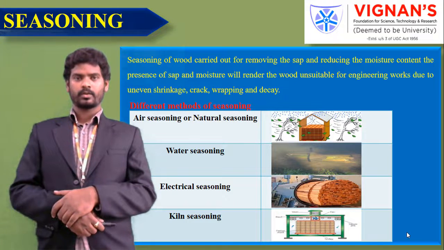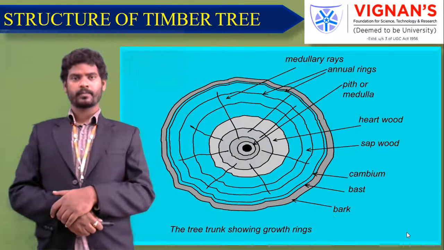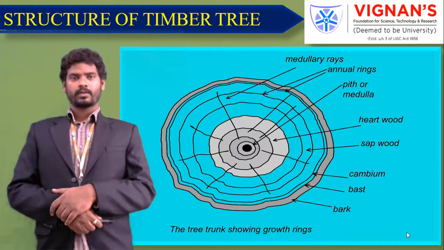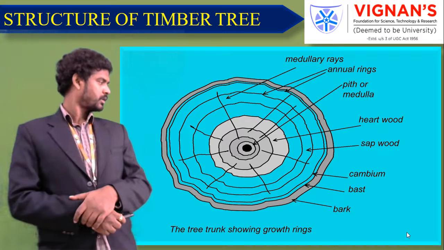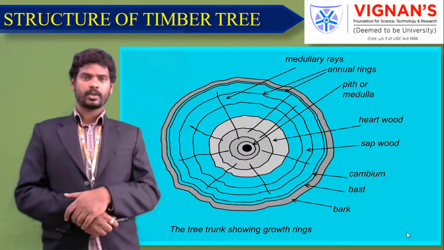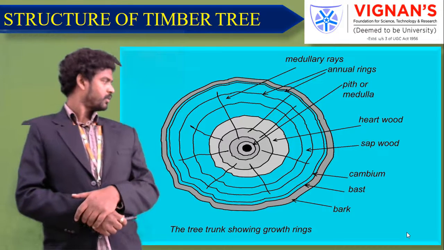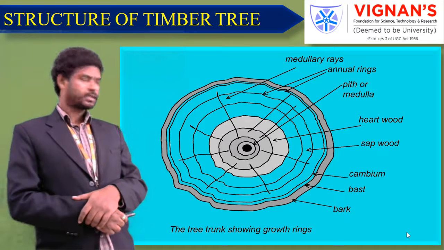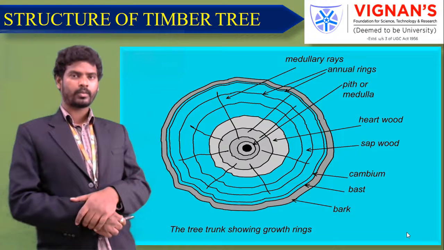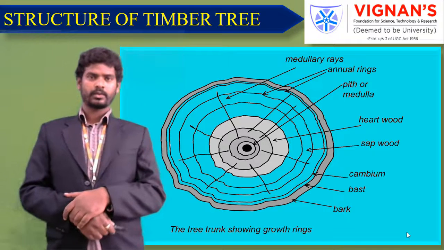The quality of wood is inferior as compared to the one seasoned by the natural seasoning method. Okay, you can understand. The next one is structure of timber tree. The figure shows a circular cut section of the timber. In this, we can observe the different circles and different lines. Every line has one particular meaning that we will discuss in detail in the coming slides.